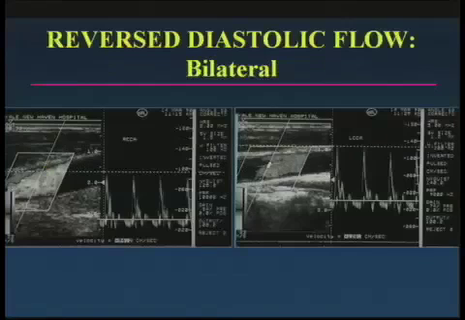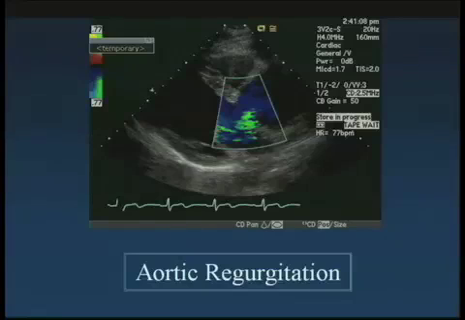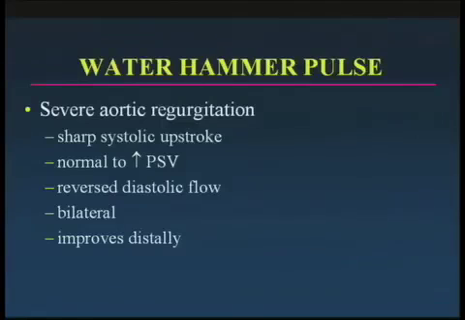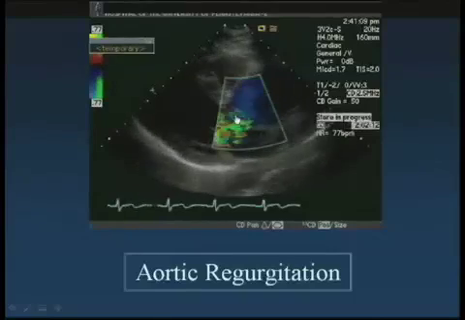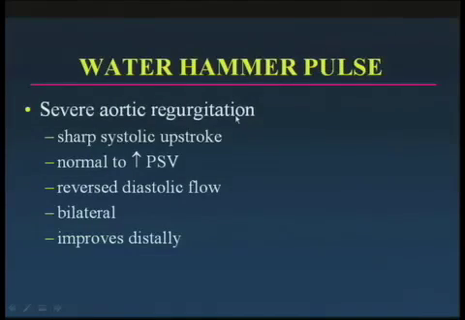Well, what about a patient who has reversed diastolic flow bilaterally but doesn't have decreased peak systolic velocity? So it's a high resistance waveform but a normal to elevated peak systolic velocity. This is due to aortic regurgitation, and you can see the regurgitant blood flow here. This is called the water hammer pulse. You tend to only see it if the aortic regurgitation is severe.